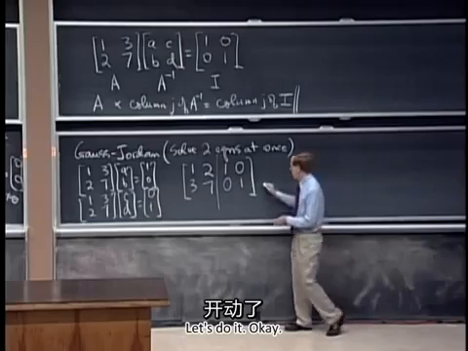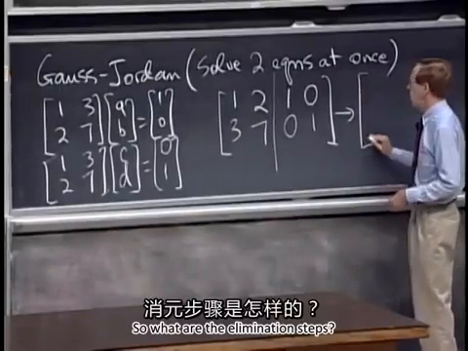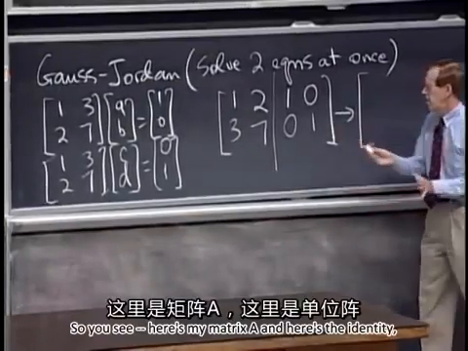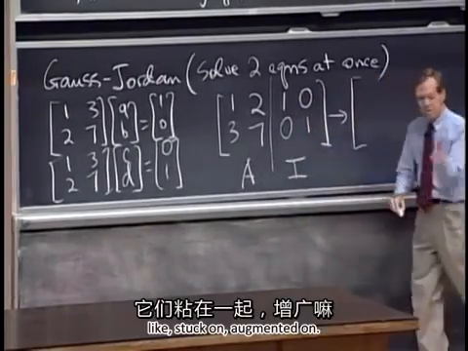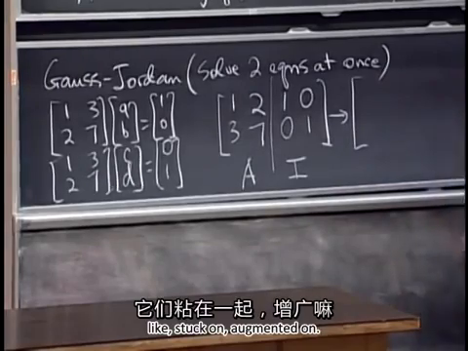Okay, let's do it. So what are the elimination steps? You see that here's my matrix A, and here's the identity, augmented on.